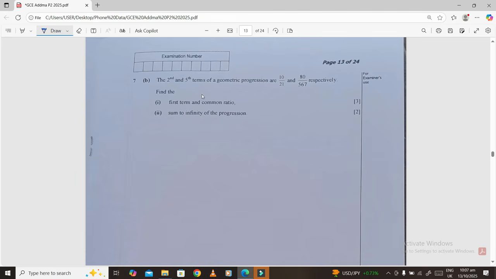So for the next question here, they are saying second term is 10 over 21, and fifth term is 80 over 567. Find the first term and common ratio. So for the first term to be found and the common ratio, we're going to use the term formula. This is the formula we're going to use.